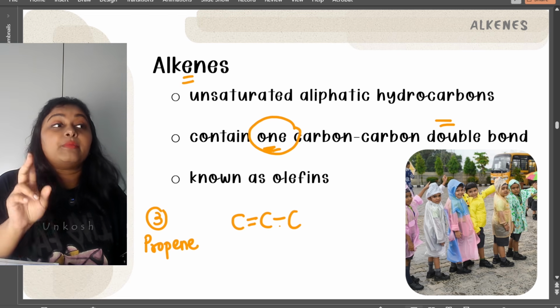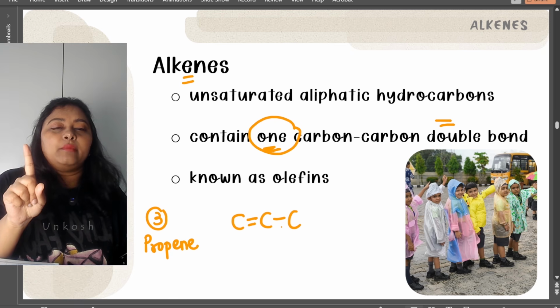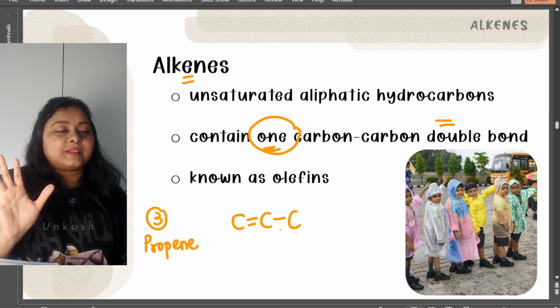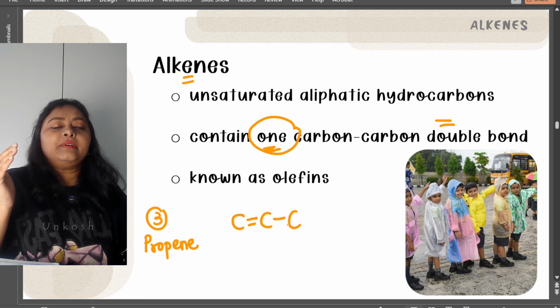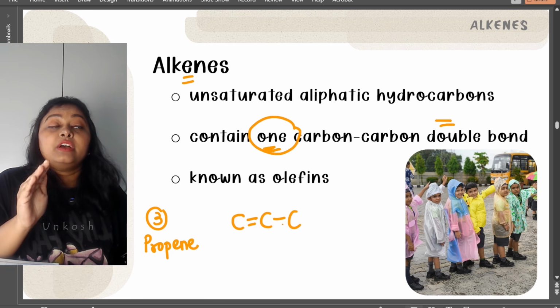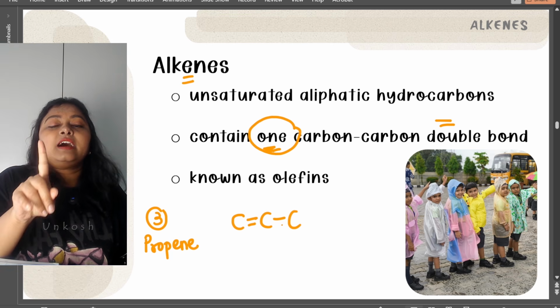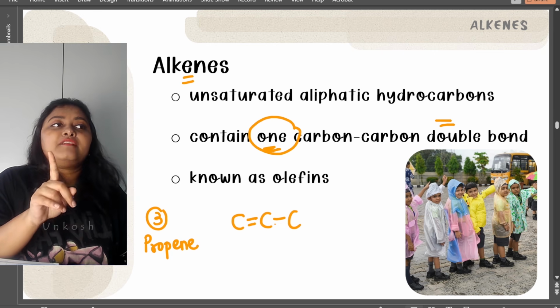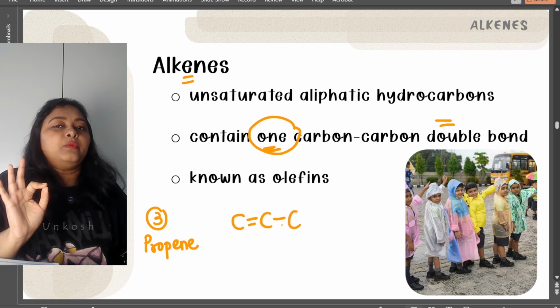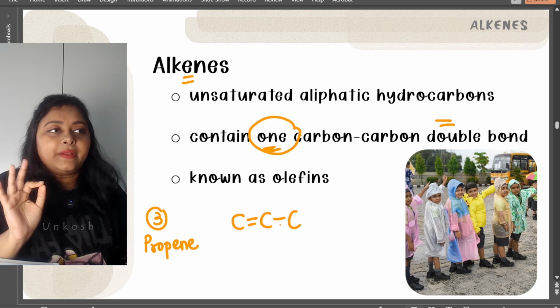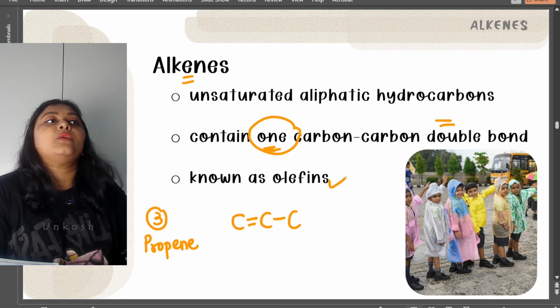Always remember, one carbon-carbon double bond forms alkenes. So whatever the example is, however many carbon atoms are within the compound, we will always have one carbon-carbon double bond, and the rest of them will have carbon-carbon single bonds. Then that compound will be called an alkene. And they are also known as olefins.